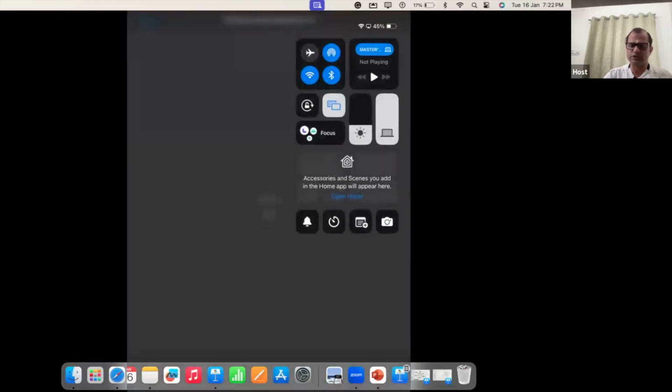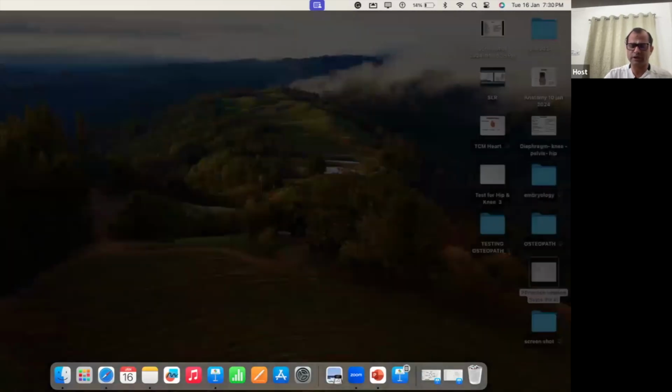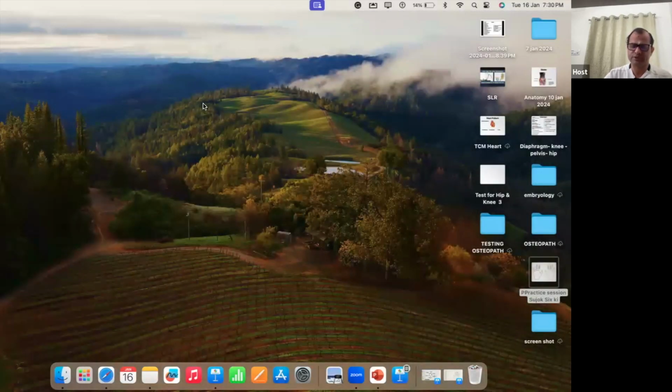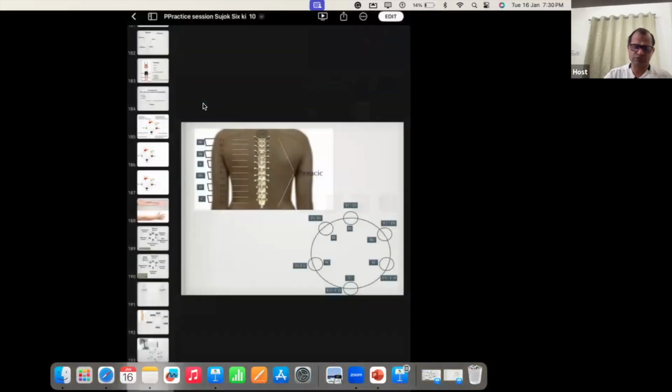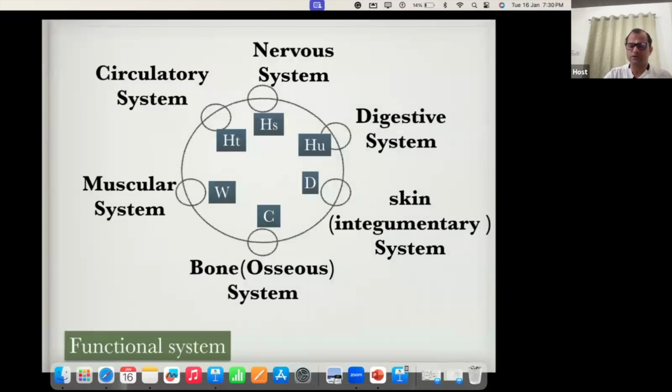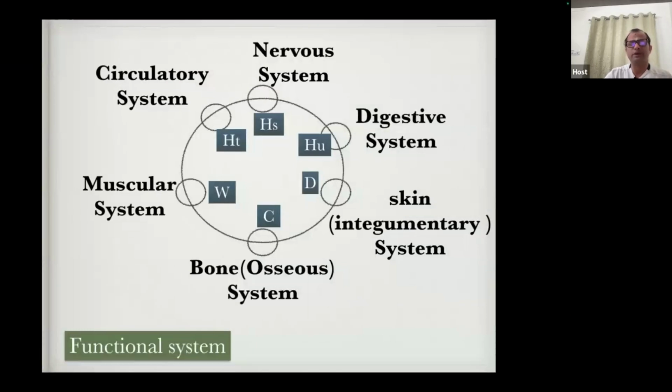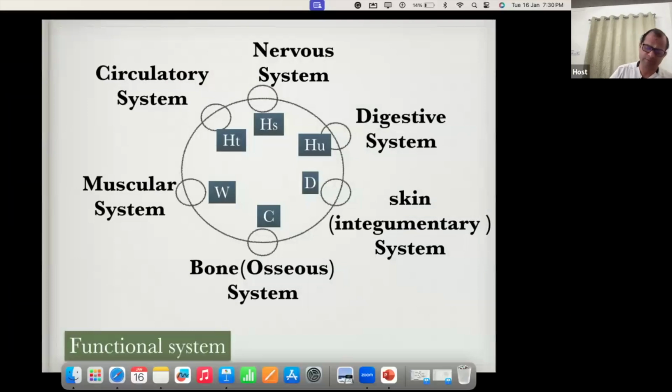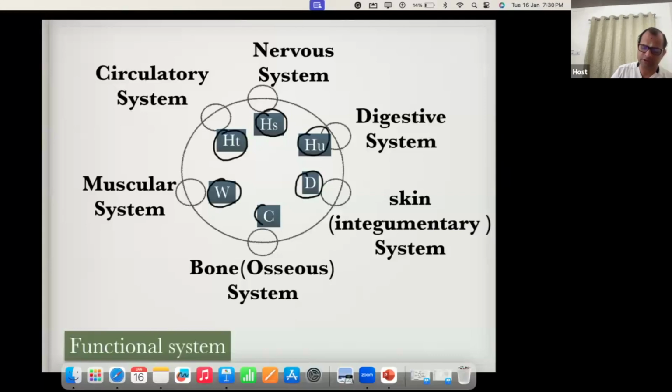So what is the meaning of bones? Bone का मतलब क्या है? So let's see this classification. Step by step we'll be moving. The entire body we can divide in 6 parts: wind, heat, hotness, humidity, dryness and coldness. संपूर्ण शरीर को हम 6 सिस्टम में बांट रहे हैं.